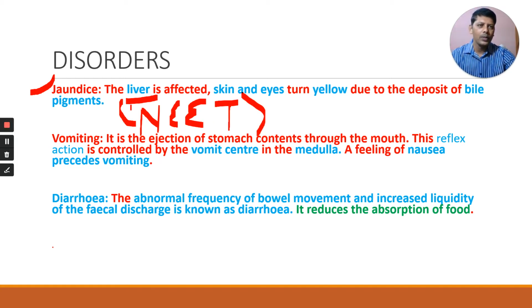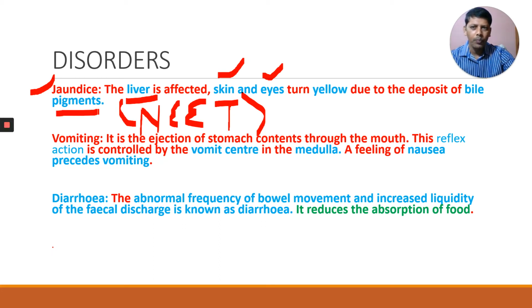In jaundice, which of the following systems is affected? Answer: the digestive system. Which of the following organs is affected in jaundice? The liver is affected. Also, our skin turns yellow and the eyes also turn yellow due to the deposition of bile pigments, especially in the white part of the eye, which is called the sclera.